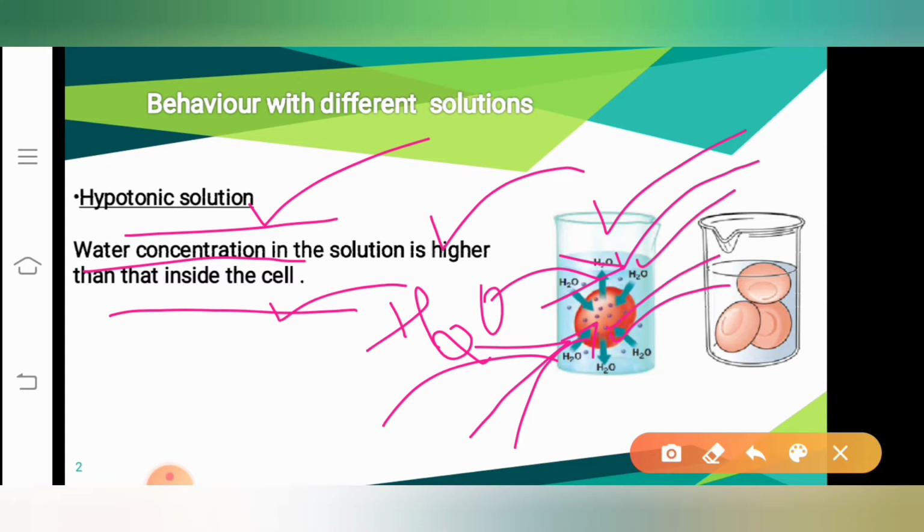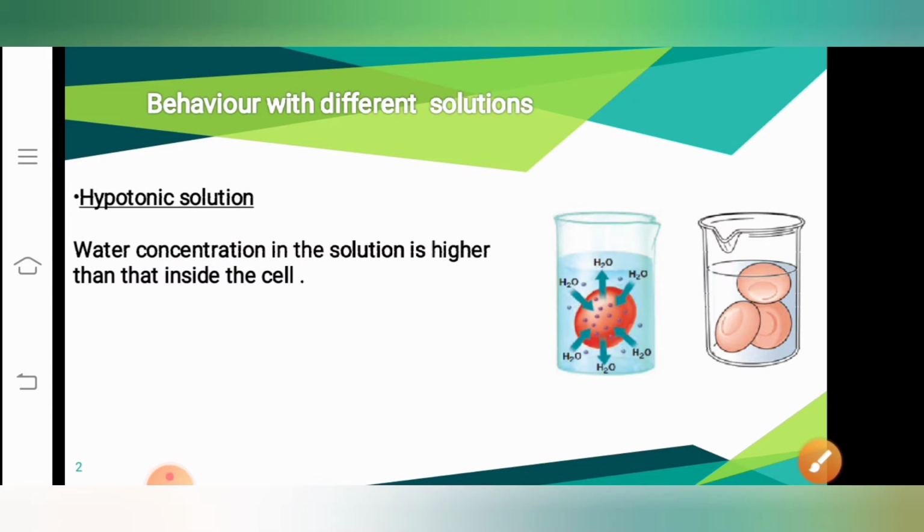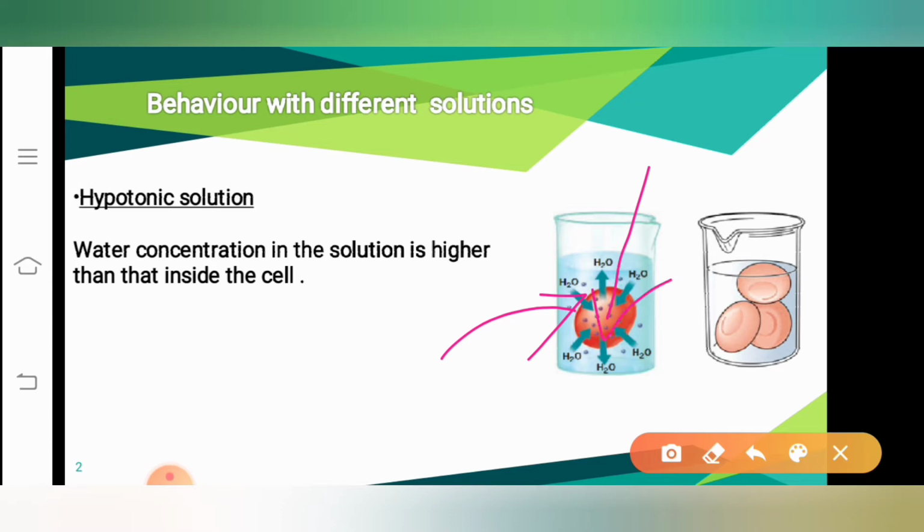So in this case, when we place a cell inside the hypotonic solution, the cell shows some kind of changes. It shows some change in its behavior and in its size. What actually happens? As we know, the concentration of water in this solution is more compared to the concentration of the cell. Remember osmosis.